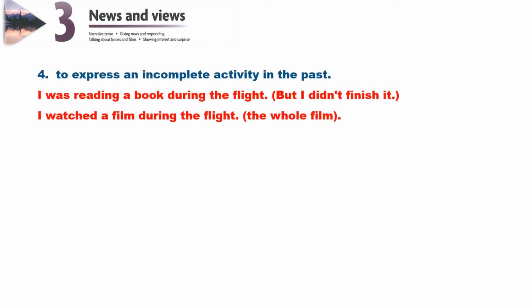Another use of the past continuous is to express an incomplete activity in the past. For example, I was reading a book during the flight, but I didn't finish the book. So the activity is incomplete. While when I said I watched a film during the flight, it means the whole film. So I finished the film.